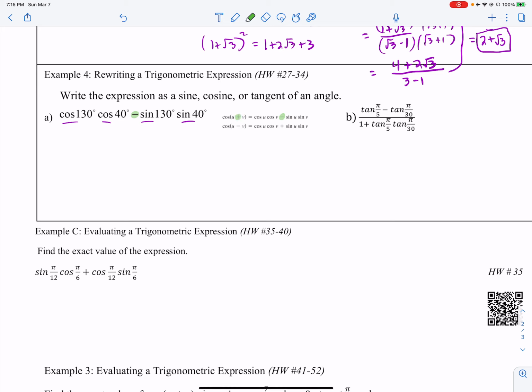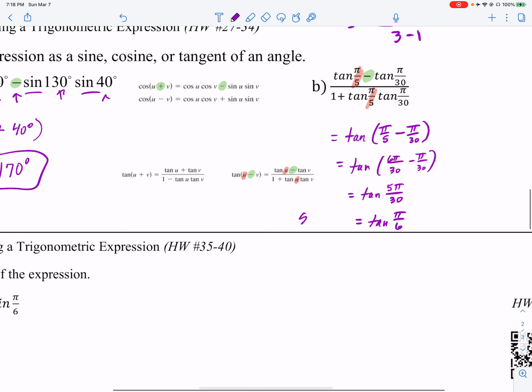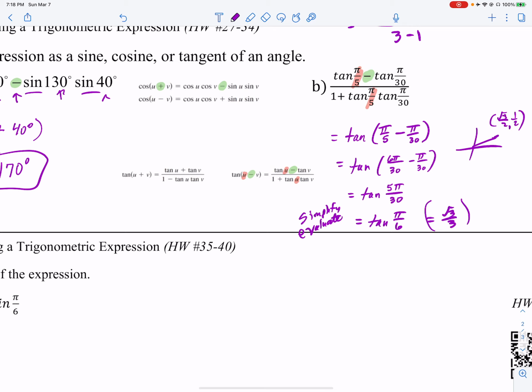And so you can go ahead and write. You can actually, if they ask you to simplify, or if it asks to evaluate, then you would need to keep on going and know that at pi 6, remember this is root 3 over 2 and up 1/2, so tangent's 1 over root 3, or root 3 over 3. So if it asks you to evaluate, you need to get to this.